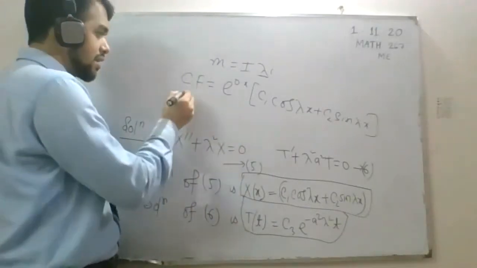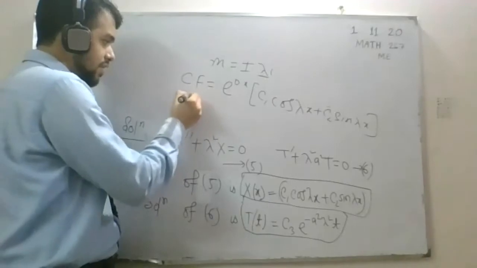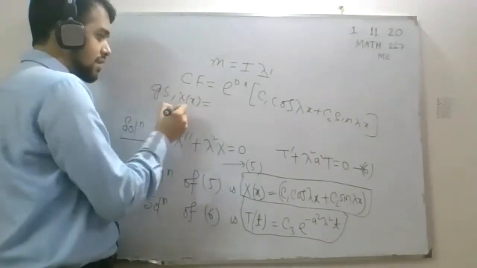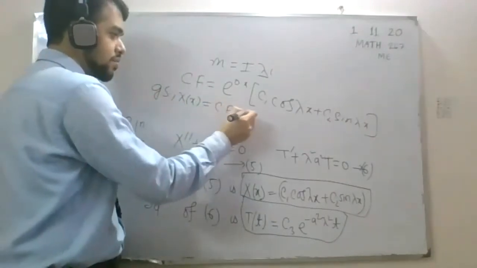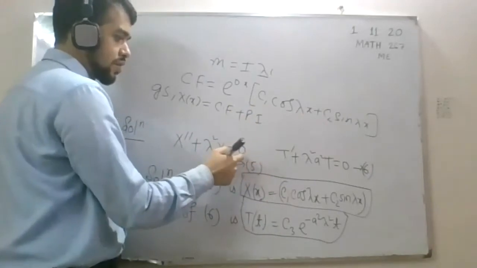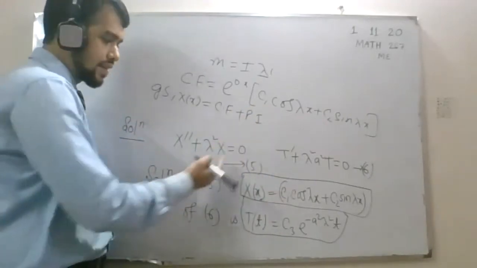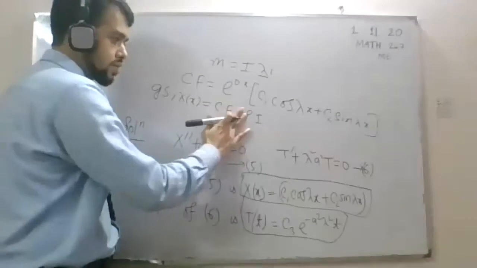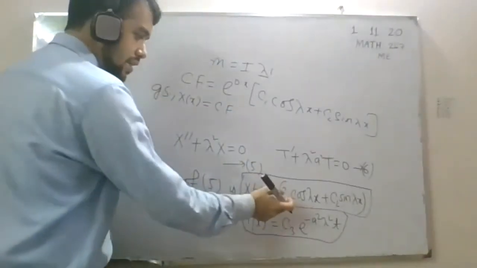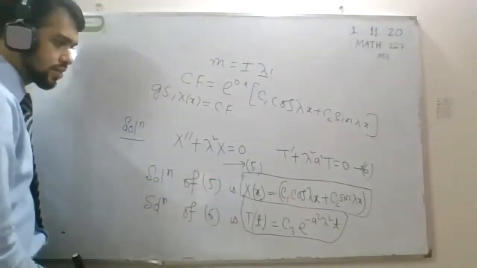Okay, that means you already know that the general solution is the complementary function plus particular integral. Okay. So here particular integral equals to 0 because the right hand side is 0. So here the general solution is your complementary function. Okay. So here is the solution of equation 5.